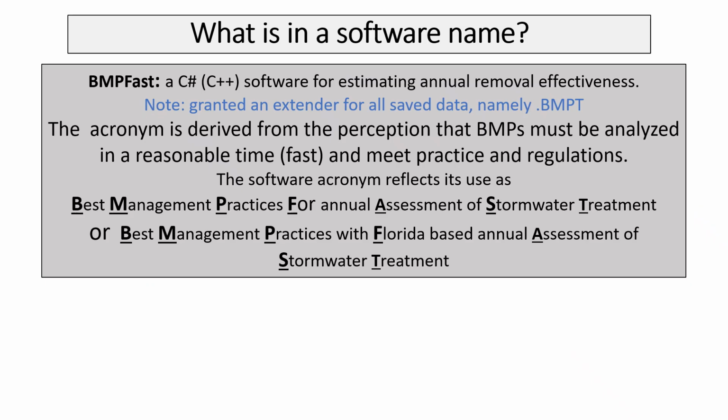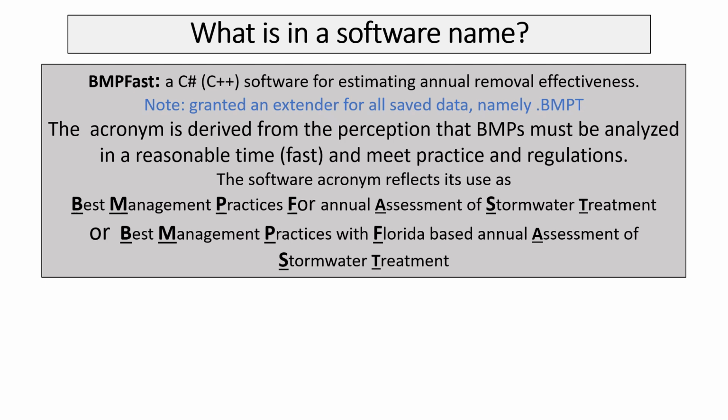Let's talk about the name of the software we'll be discussing, BMPFast. This software is developed in C and C++ and is designed to estimate the annual removal effectiveness of various practices. Appropriately, any data saved using this software will have the extender BMPT. The acronym BMPFast itself is quite descriptive. The FAST component comes from the idea that best management practices, or BMPs, need to be analyzed within a reasonable time frame to ensure they meet both practice standards and regulatory requirements.